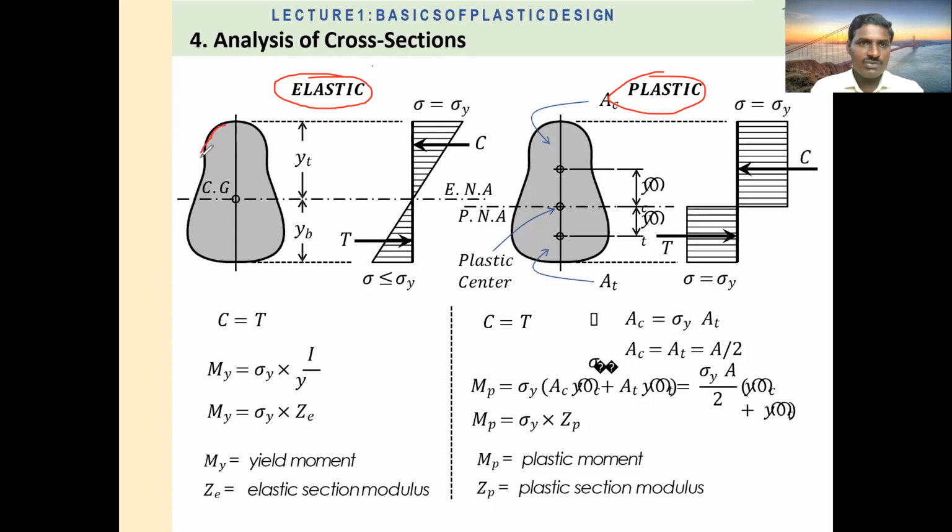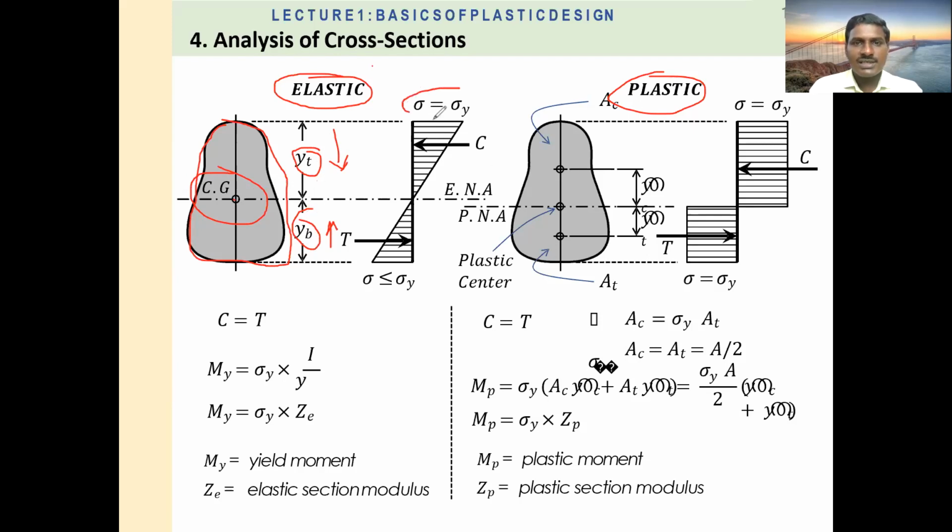So this is your cross section. Here YT and YB. CG means depth of neutral axis. This is the neutral axis, the elastic neutral axis. YT is the depth of neutral axis from top and YB is the depth of neutral axis from bottom. This cross section has some area, and the CG of this area is here, at a depth of YT from the top and at YB distance from the bottom.